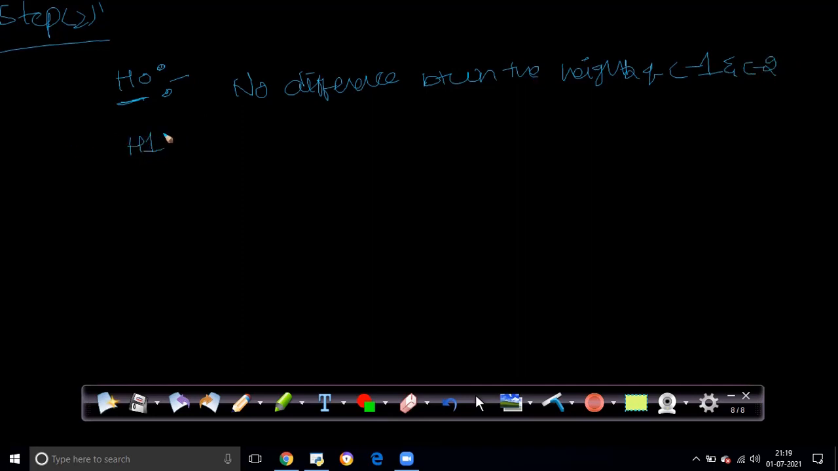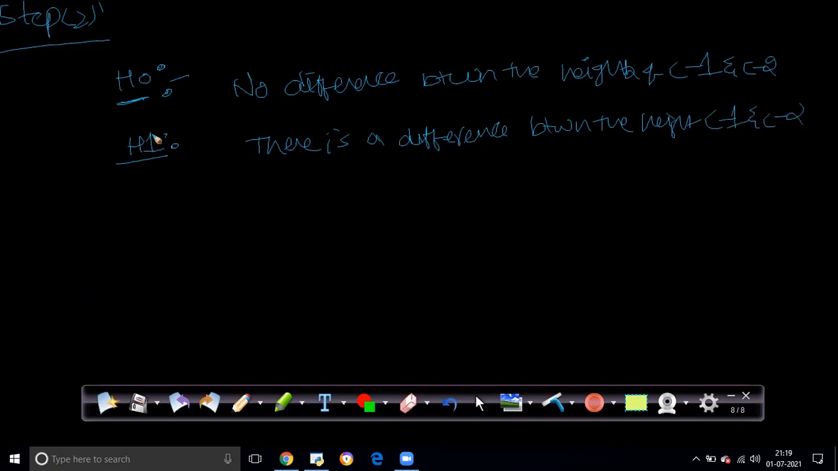An alternate hypothesis is the inverse of the null hypothesis. In the null hypothesis there is no difference; in the alternative hypothesis, as I told you, it is the inverse of the null hypothesis. There is a difference between the heights of classroom 1 and classroom 2.